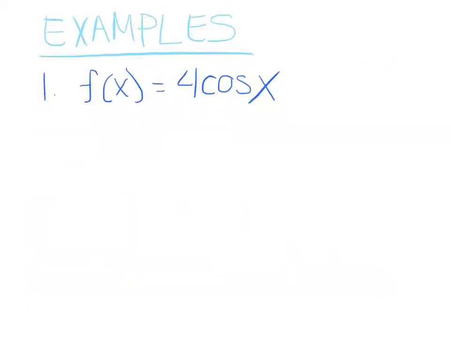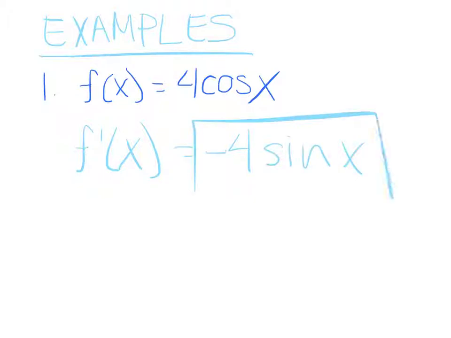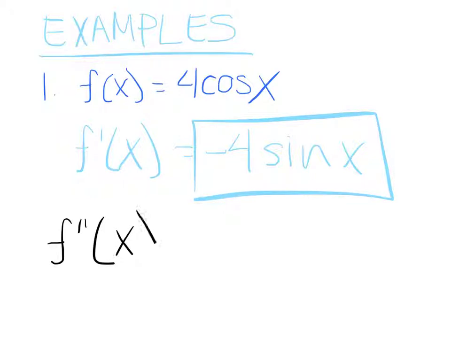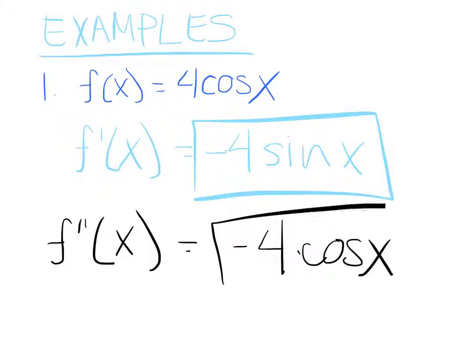For example, what is the derivative of this? F prime of x would be, keep the 4. The derivative of cosine x is sine x, but it is negative. Therefore, the derivative is negative 4 sine x. The second derivative of this would be, keep the negative 4, derivative of sine x is simply cosine x. So the sign does not change, it stays at negative 4 cosine x.